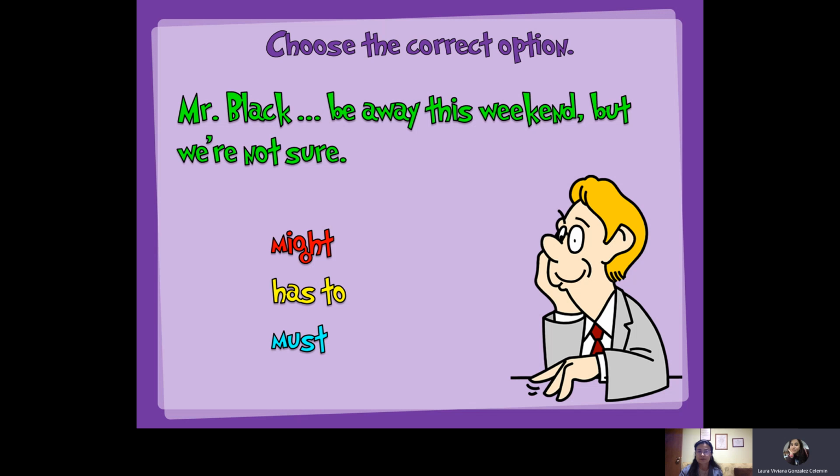Mr. Black might be away this weekend, but we're not sure. Very good. Excellent. Why no has to? Porque como no está segura. ¿Por qué no must? Porque tampoco es una deducción. Cuando decimos but we are not sure, quiere decir que es una posibilidad. And the only modal for possibilities, might. Has to and must are for obligations. Okay, Laura? Very good. Let's continue with the next one.